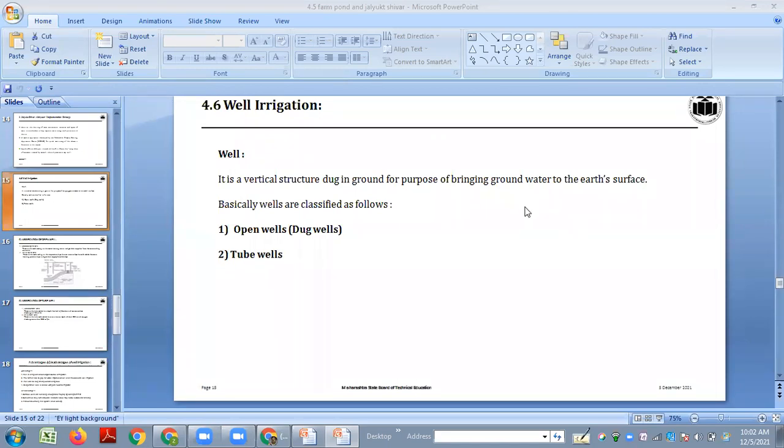Okay, so well irrigation we have to see today. Do you know what is meant by well? So what is a well? It is a vertical structure dug in the ground for the purpose of bringing groundwater to the earth surface. That is what a well is.